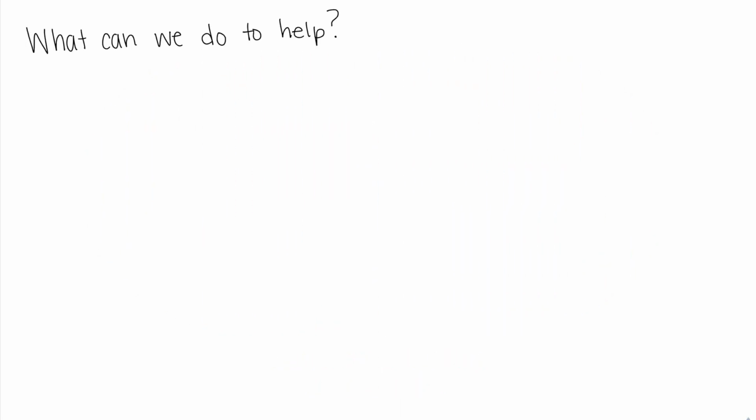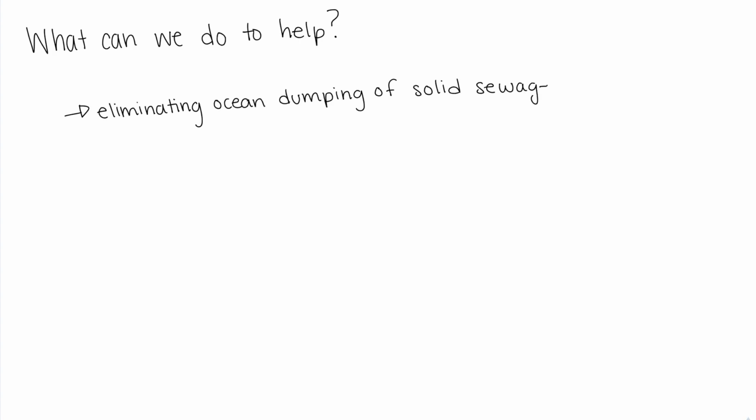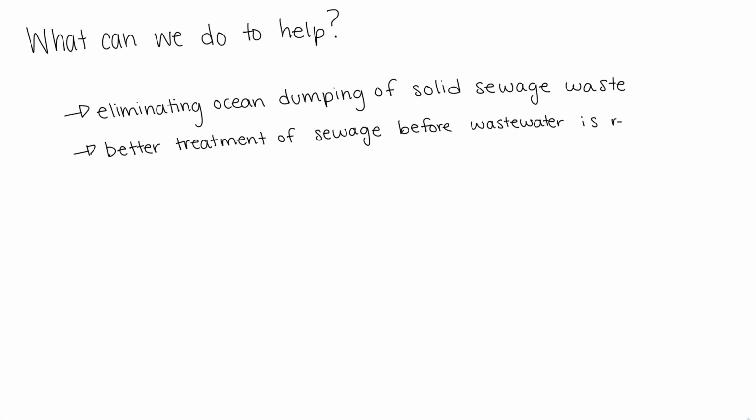The effects of eutrophication can be lessened by eliminating ocean dumping of solid sewage waste and better treatment of sewage before wastewater is released into the coastal zone. Reduction of nutrient input into coastal bays and estuaries from point sources such as sewage pipe systems has been very successful in reducing phytoplankton in the surface water, increasing water clarity, and allowing submerged detached vegetation to recover.